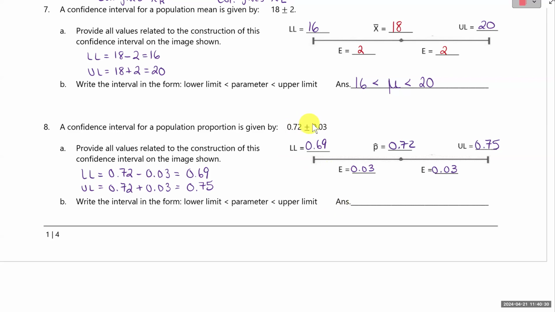All right, so this form, we can equivalently write that information as, so 0.69 less than, and then the parameter in this case, we're estimating population proportion is P. I just wrote 6.2, I'm so sorry, 0.69. I don't know what's going on in my head. 0.69 less than P, the population proportion we would believe is somewhere between 0.69 and 0.75.